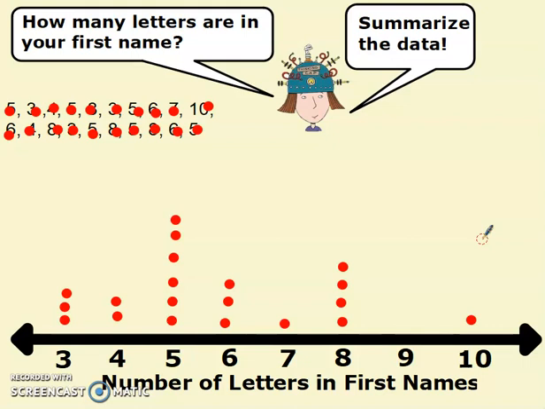So when I look at this data, I see that the number of letters in first names, the one who has the most amount of students with the same number of letters in their first name would be 5 letters in their names because there are 1, 2, 3, 4, 5, 6. And as you can see, that dot goes up higher than the others. And the ones who have the least would be if they had 7 letters in their name or 10 letters in their name. So let's go ahead and continue moving on to another.